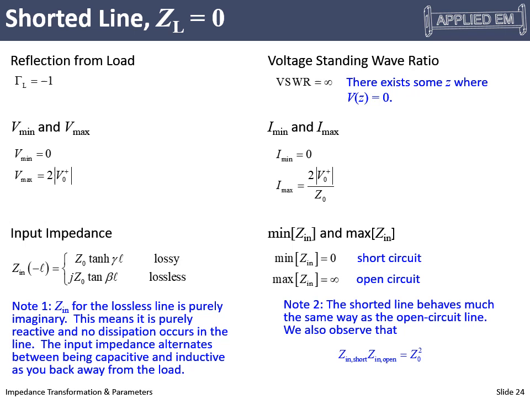Something else sort of neat: if we terminate our line with an open circuit and measure the input impedance, we'll call that Z in open. Then we short circuit our line and measure the input impedance. If we multiply these two things together, we actually get our characteristic impedance squared. And this is a really clever way to measure the characteristic impedance. So we short the line and measure the input impedance, open the line, measure the impedance, multiply those two together, take the square root. Neat way to measure.